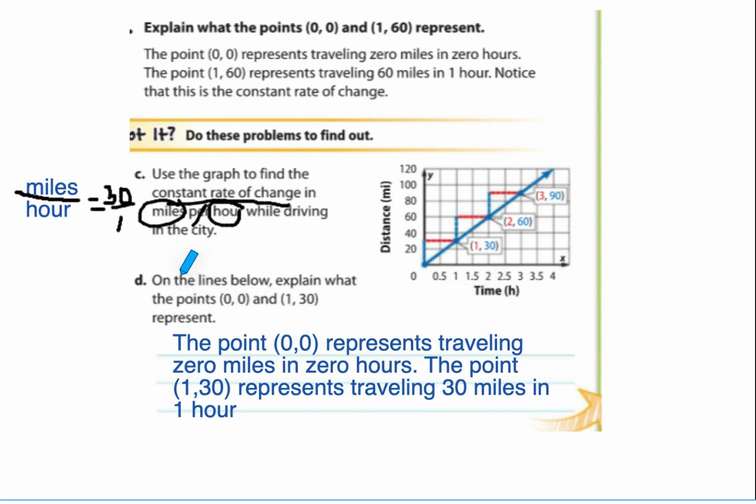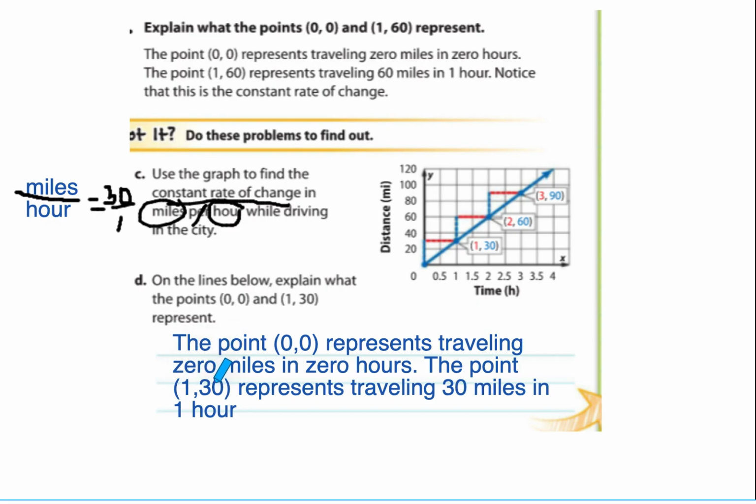It says on the last one, on the lines below, explain what the (0, 0) and (1, 30) mean. (0, 0) represents traveling 0 miles in 0 hours. And also explain (1, 30). The point (1, 30) represents traveling 30 miles in 1 hour.